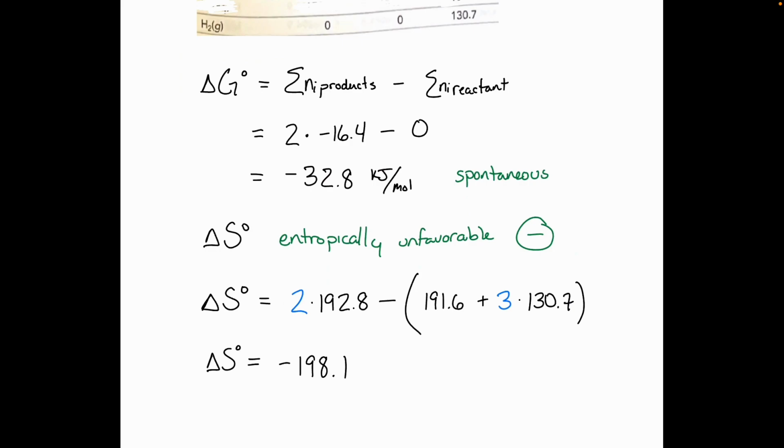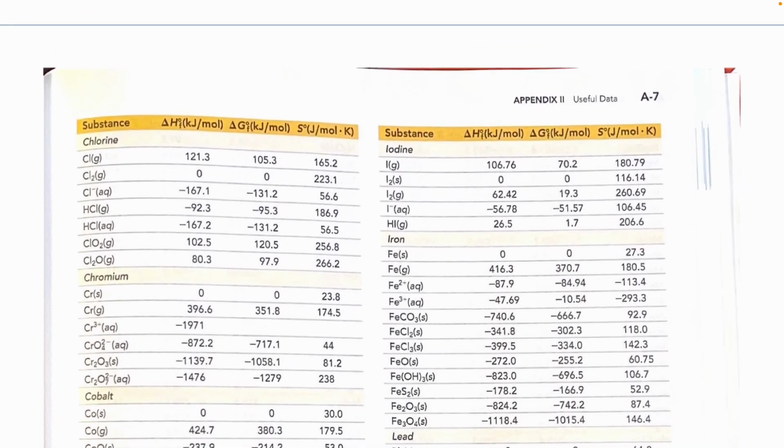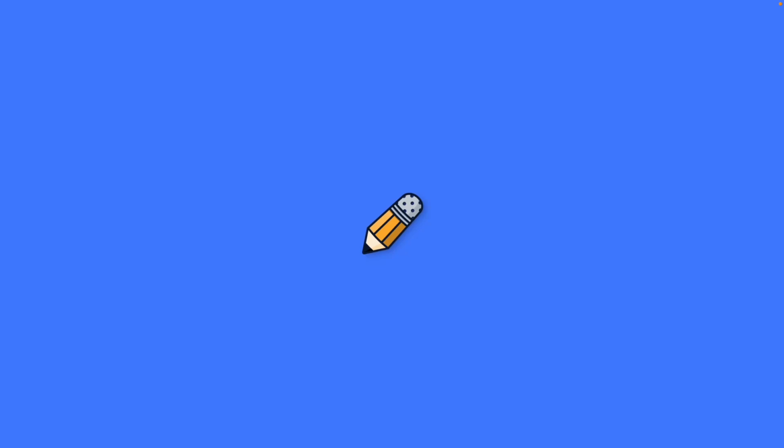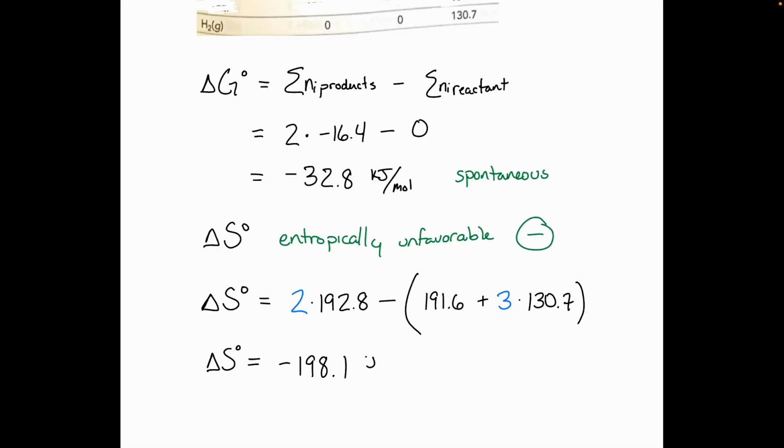All right, and if we forget, we can always go back to our constants page just to check our units. Remember that both delta H and delta G are listed in kilojoules, but our entropy is listed in joules, and so we're going to have to account for that. Specifically, joules per mole Kelvin.